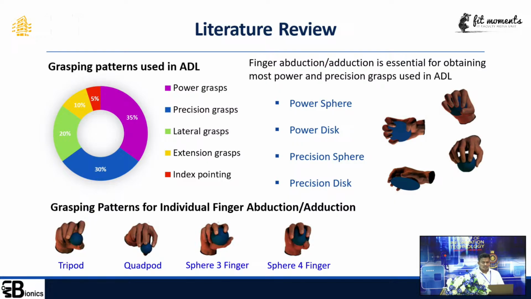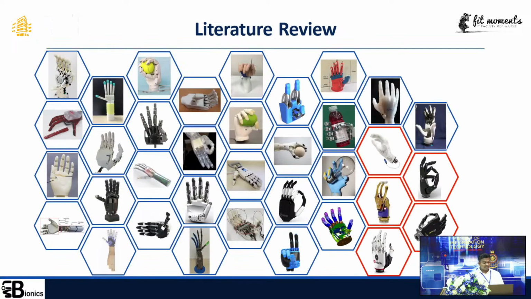When narrowing down to individual finger abduction and adduction, we can identify grasping patterns like tripod, quadrupod, 3 finger and 4 finger pair. During my literature survey, I evaluated 35 prosthetic hands, including 5 commercial prosthetic hands as well.